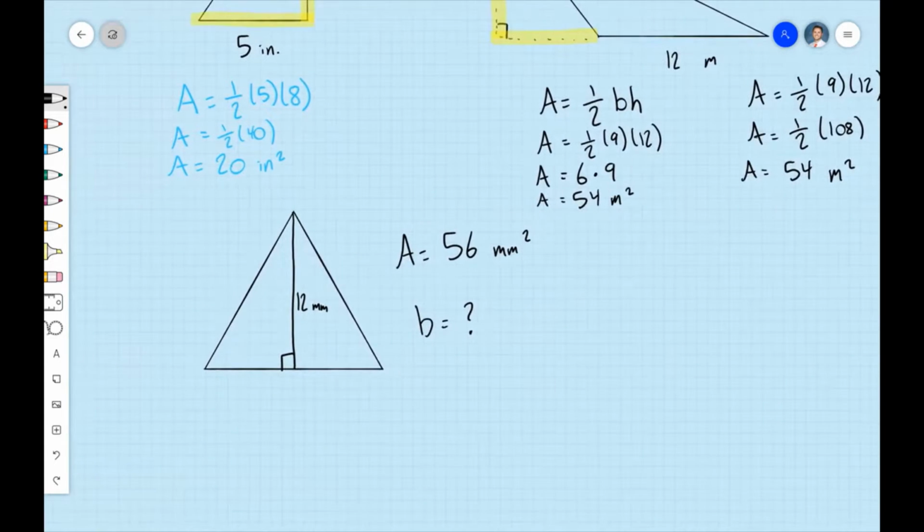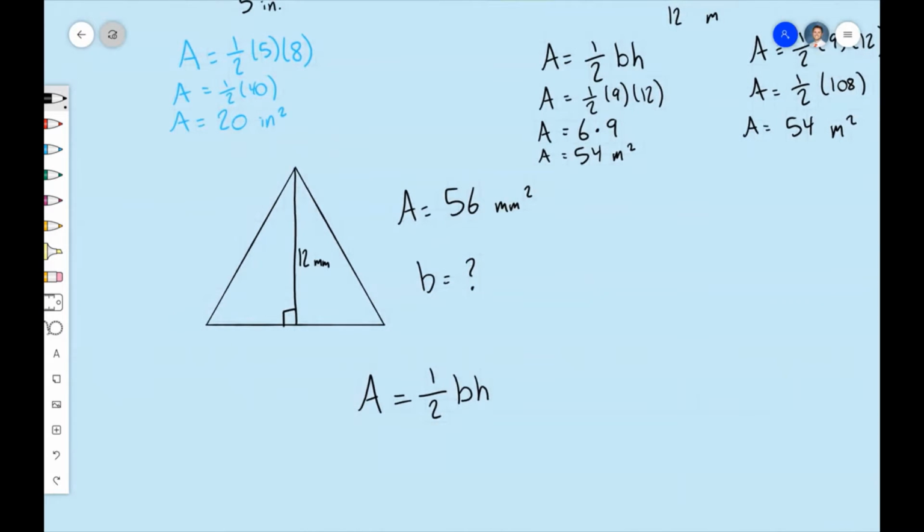Now let's look at finding a missing side or a missing dimension. This time we're given the area and the height. You can see our height is 12 millimeters, and we want to find the base. So again, we'll use our area formula. The area is equal to 1/2 of the base times the height. We'll substitute the values that we're given: our area, which is 56 square millimeters, and our height, which is 12. So we have 56 equals 1/2 times b times 12.